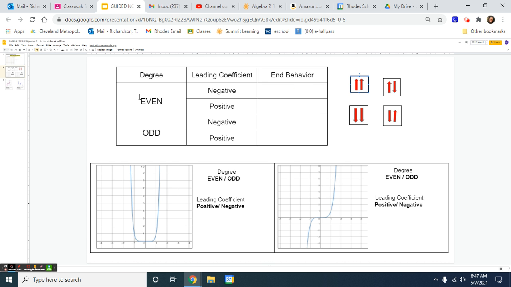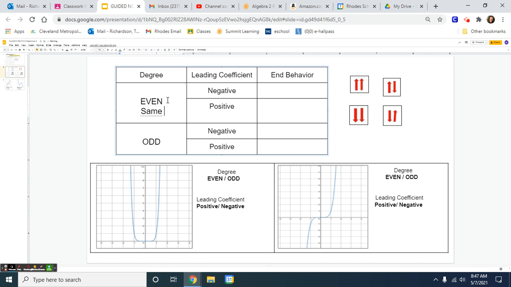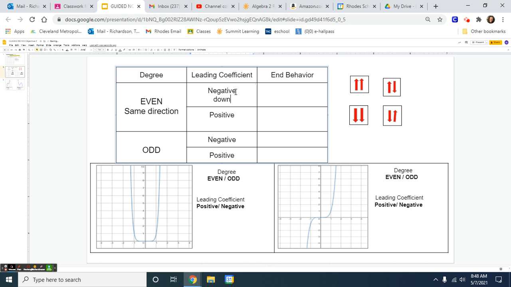Okay, so if your degree is even, what an even degree means is that your arrows will go in the same direction. Okay, that's what even means. They're going to be even on both sides, going the same direction. Something like this graph, where they're both going the same way. Not like this graph. This graph is going opposite ways. Okay, now if your leading coefficient is negative, that means that your graph will also be going down. So the same direction, but going down. What that looks like is this picture here. They're going the same way, but they're both going down.